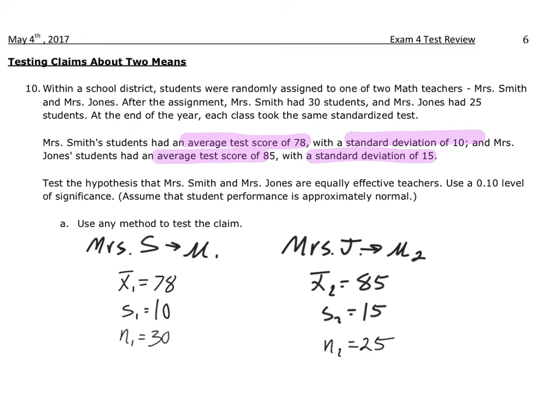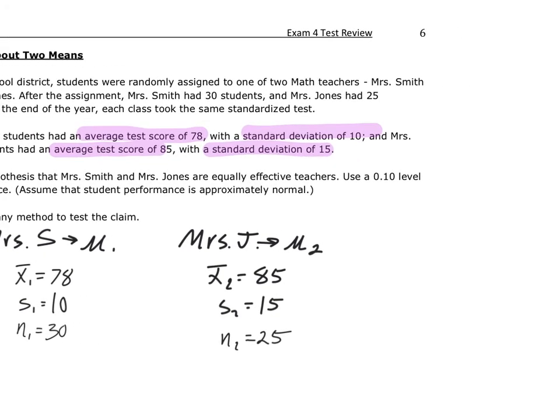Now I've got all the information that I need, and I can continue on with the thought process. Again, like we did in the last problem, we've got to continue thinking about our claim. In this case, my claim is that we want to see that they are equally effective teachers. When I think of equally effective, I think of those means being equal. So the claim is that mu1 is equal to mu2. That's my claim. I'll go ahead and write that out here.